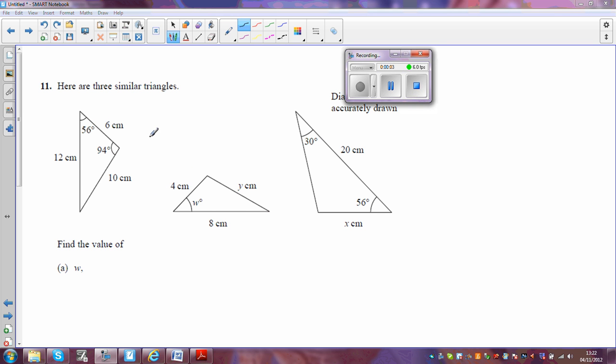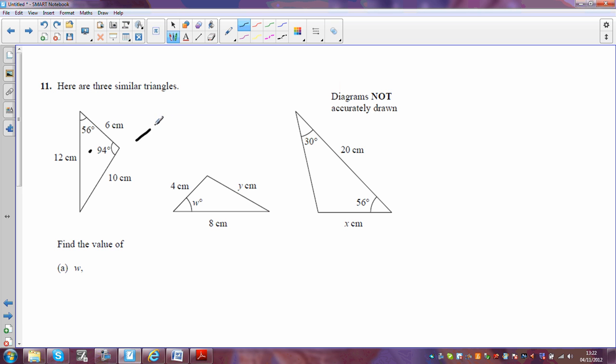Okay, similar triangle questions. I prefer to have the triangles all drawn up the same way. So I'm going to copy this first triangle and draw it the same way up as the middle triangle. Okay, so this is our first triangle. And in fact, the 56 degrees is that one there. The 94 degrees is there. 6 goes there, the 10 goes there, and the 12 goes there.